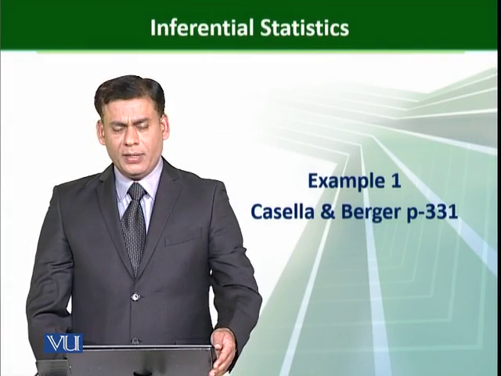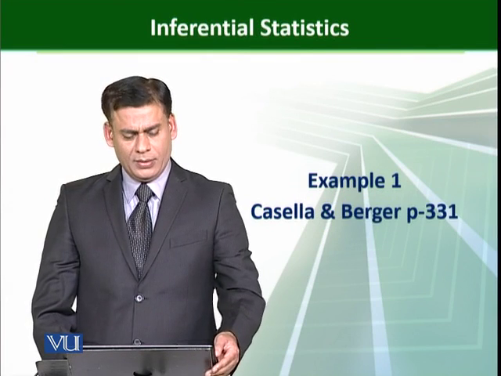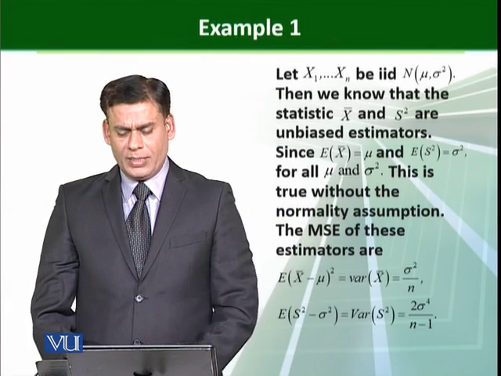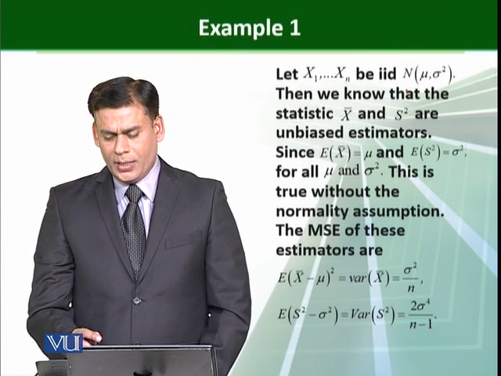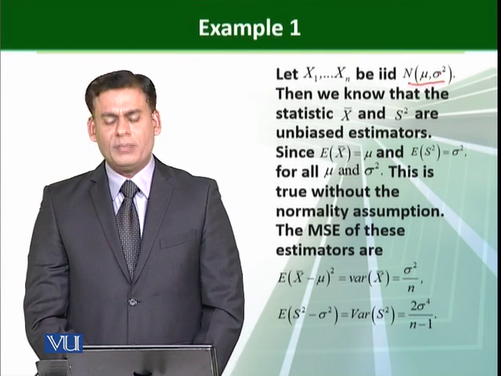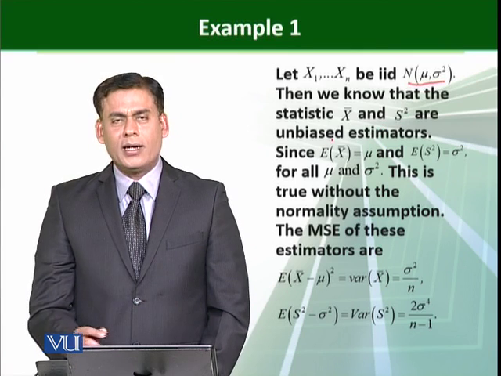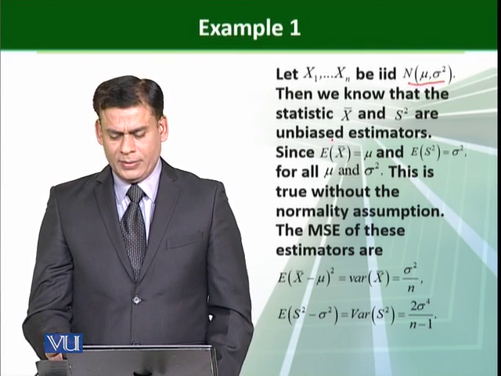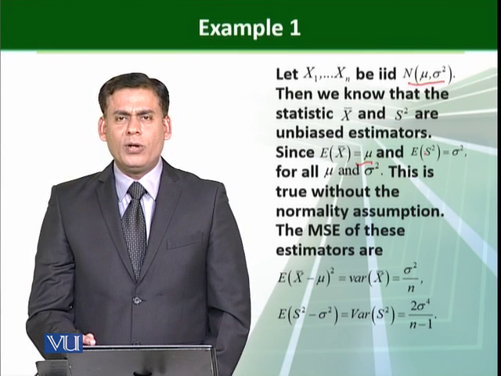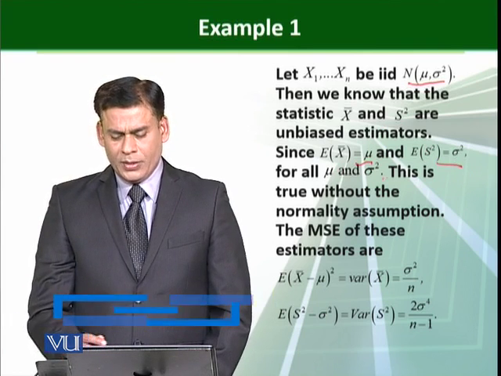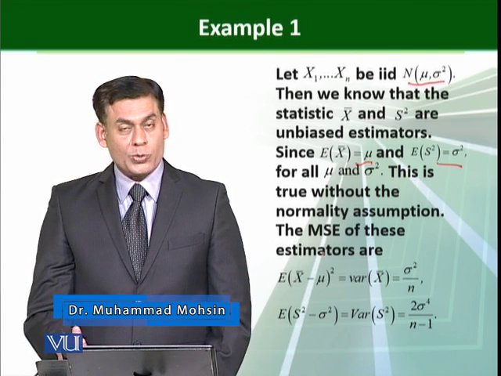Now we take an example, that is example 1 from Casella and Berger's book, page 331. The statement of this example is: let X1, X2, up to Xn be IID normal with mean mu and variance sigma square. Then we know that the statistics X bar and S square are unbiased estimators. It is a well-defined result, since the expected value of X bar is mu and the expected value of S square is sigma square, for all mu and sigma square. This is true without the normality assumption as well.